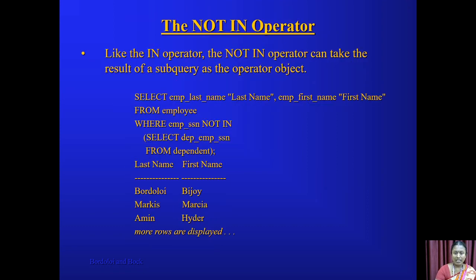The NOT IN operator: like the IN operator, the NOT IN operator can take the result of a subquery as the operator object. This is the example for NOT IN. This is similar to the previous example. In the previous example, the persons having the SSN number in the result had their first name and last name returned. Here we mention NOT IN: those whose SSN number is not in the mentioned results, only that person's name is returned as the output.